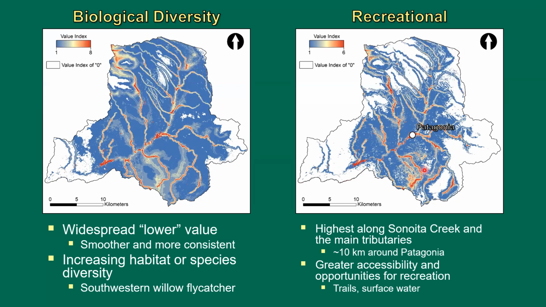So the other pattern with recreational value, or the other identifiable thing that we saw, was that generally the highest value is located around 10 kilometers around the town of Patagonia, so in this area. So if restoration is focused on increasing recreational value, it might be more focused on creating greater accessibility and opportunities for recreation. So trails or areas that have surface water, such as Patagonia Lake, which is one of the few areas that has perennial water throughout the watershed, but is also highly valued, as you can see here.